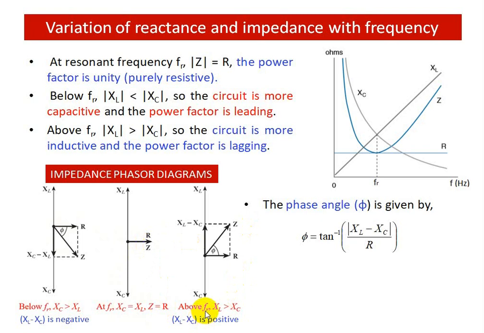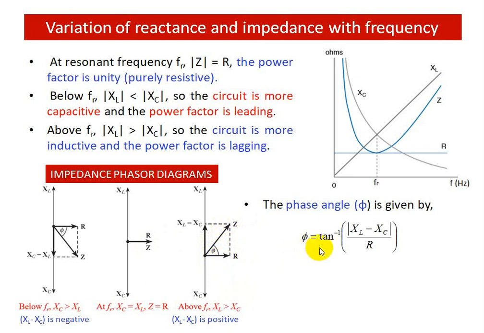Third case, above fR, XL will be greater than Xc. So XL minus Xc will be positive. Therefore, this vector is pointing upwards, and this is the resistance. Vector addition of these two phasors gives the resultant vector Z. So phi is the phase angle between the resultant vector Z and the resistance.